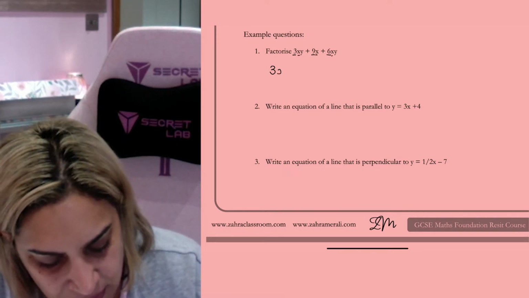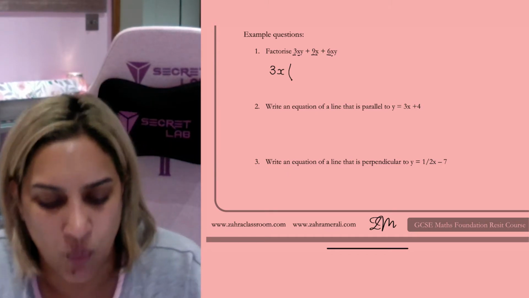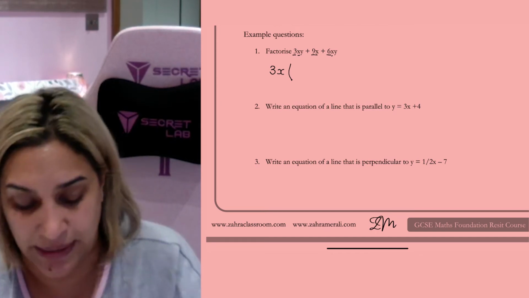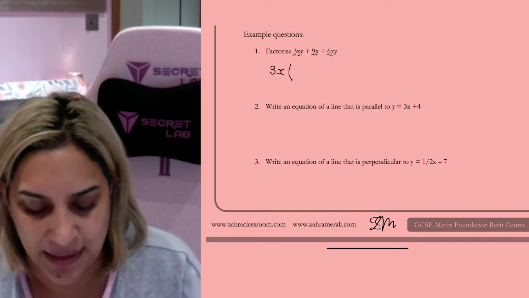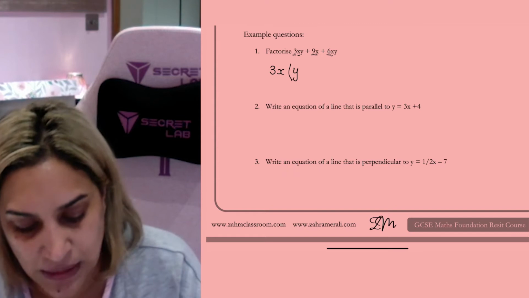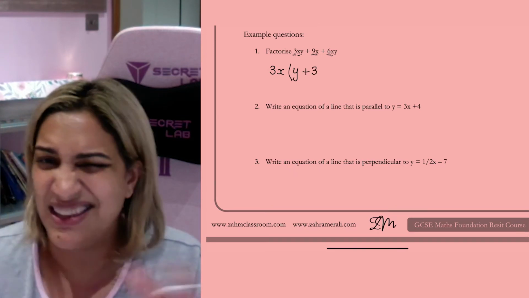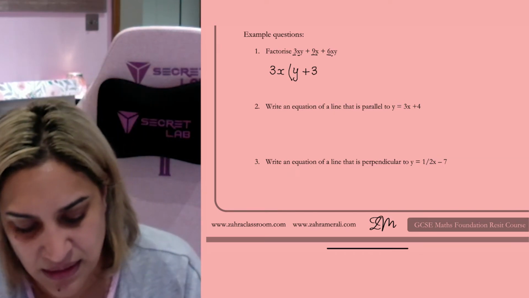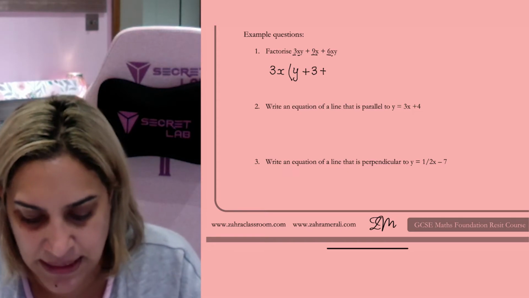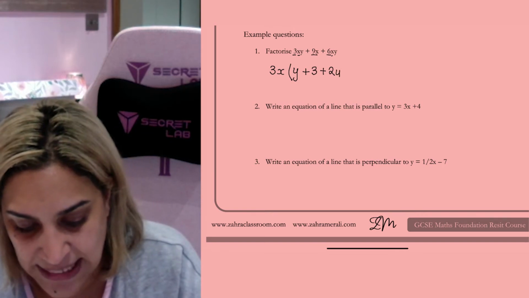So we can write that outside. And then we put the bracket. And we say to ourselves, what do we times 3x by to get 3xy? Well, we already have the 3 and the x. We need an extra y. And then we do the same thing. What do we times 3 by to get 9? Well, we times it by 3, and the x is already there, so it can stay outside. Next one, plus. What do we times 3 by to get 6? Well, we times it by 2. There is already an x there, so we get to add the y.